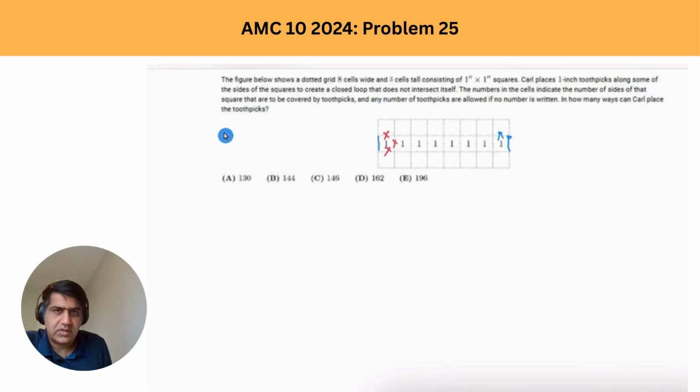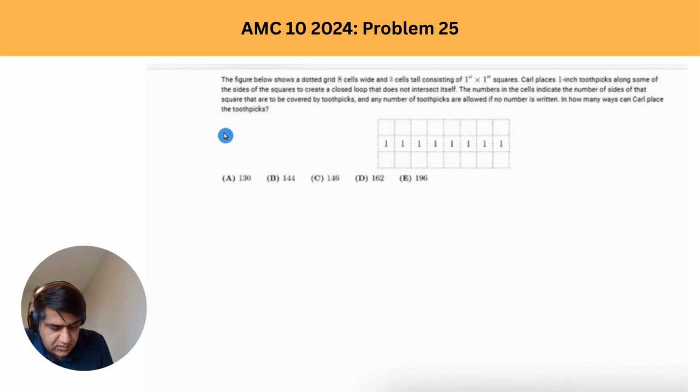And another is, if we are having a toothpick along this edge, then we cannot have one at the opposite edge. Or if we have one along this edge, again, then we cannot have one here. Or vice versa. If we have it here, then we cannot have it here. So now we will solve this problem by creating different cases. Let's look at the first case.